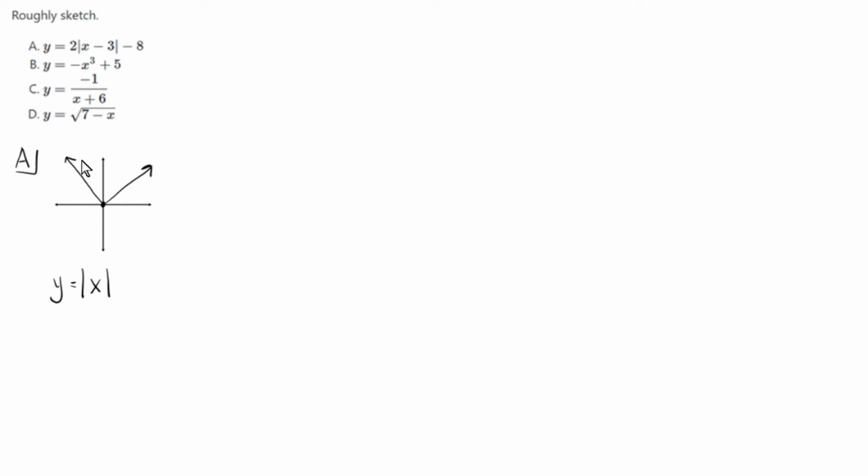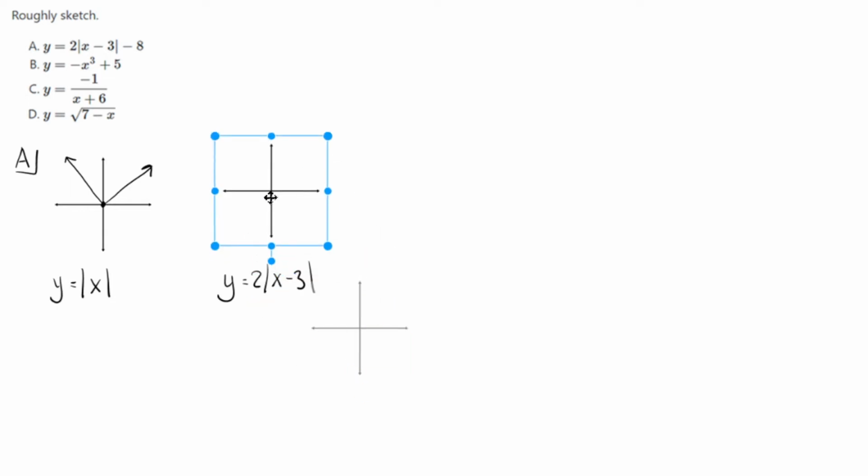And then if we take a look at the coefficient in front of the absolute value being 2, it's larger than 0, which means that there will be no reflection about the x-axis. So the function will still open up like this. So the second graph we're going to sketch out is 2 times the absolute value of x minus 3.